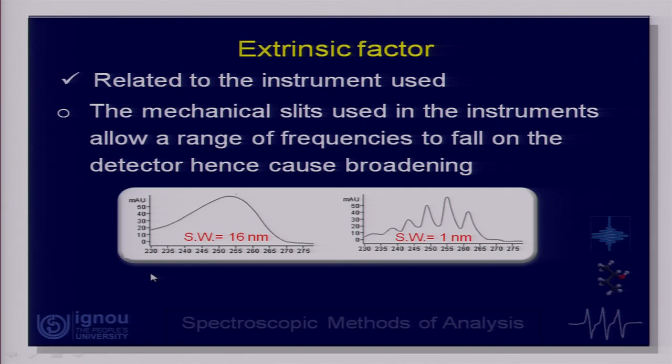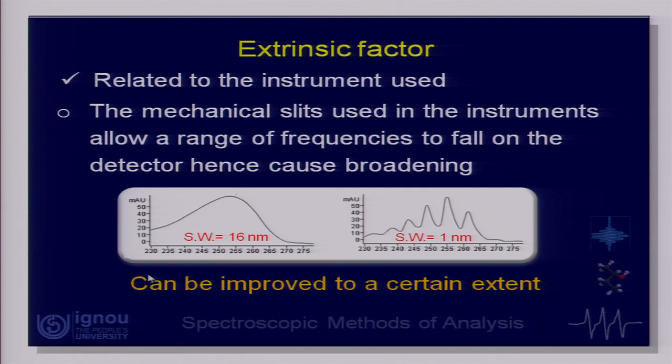What is important here is that this can be taken care of, but only to a certain extent. We can go on reducing the slit width, but we can't go beyond a point, because as we reduce it, the sophistication increases, the cost becomes more, and so on. So we have to optimize between the nature of the spectrum I get and the cost of the instrument I'm going to use. We use it as per the requirements.